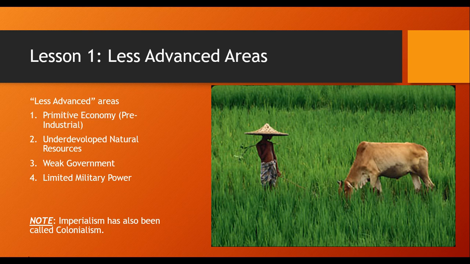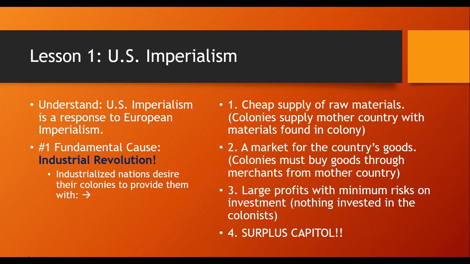One thing I just want to add in here is that we're talking about a new era, and imperialism has also been called colonialism. The colonial era is over by the time we talk about imperialism. When you talk about imperialism, you are now discussing the era after an industrial revolution, which brings me to the next point. The number one cause for every nation to turn to imperialism is the Industrial Revolution. They industrialize so they can mass produce and utilize their resources.